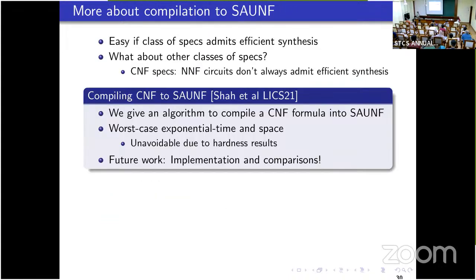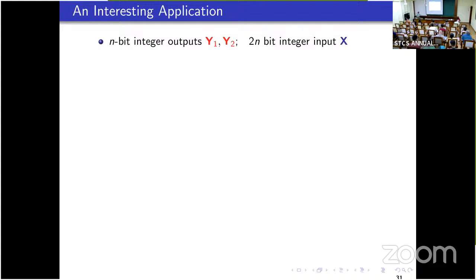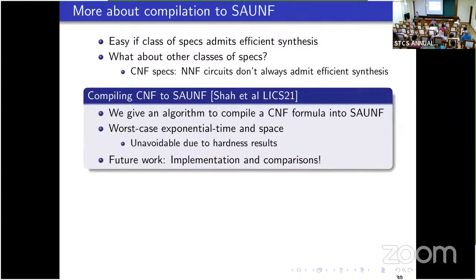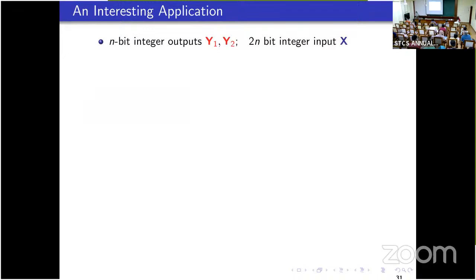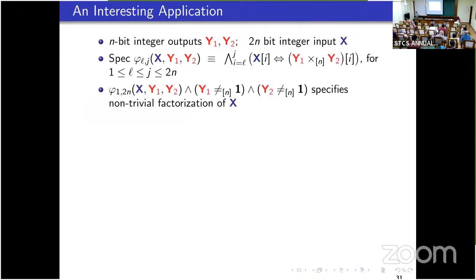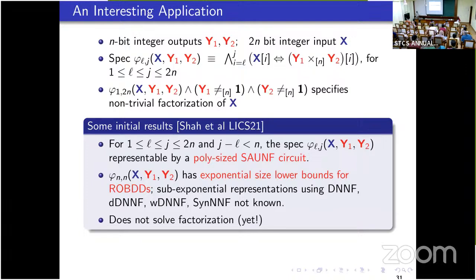So I'll just conclude. We have these compilation algorithms. There was some interesting application which is related to factoring. We haven't solved the factoring problem yet, of course, but there are some partial results in that direction which we can get using this form. This partial result says: can I represent some of the bits, not all of the bits, of the product? Or can I have this equivalence in some of the bits?